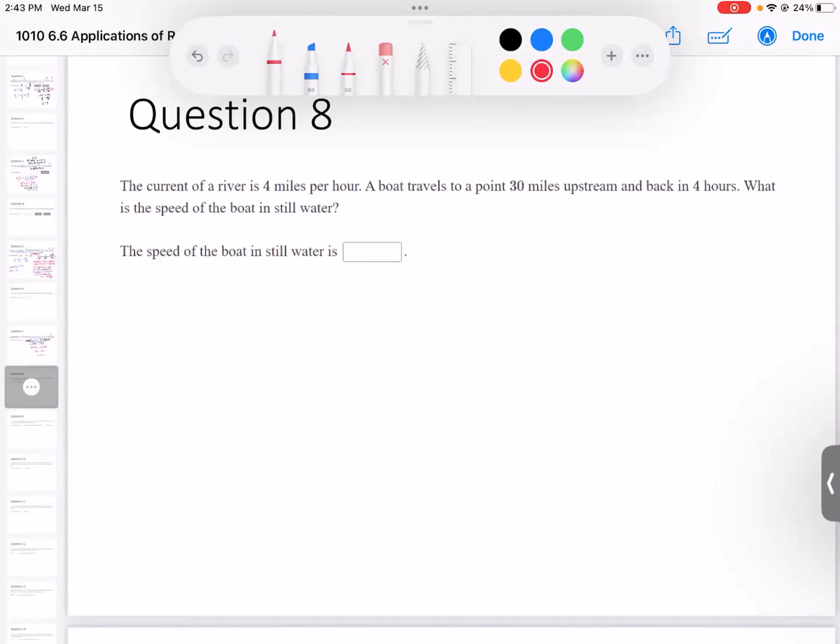All right, so on question 8, we have that the current of a river is 4 miles per hour. So I'm going to say river speed equals 4 miles per hour. A boat travels to a point 30 miles upstream and back in 4 hours. And we're asked, what is the speed of the boat in still water? So we're looking for the boat speed, which I'll call S. And we know that it goes 30 miles upstream and back in 4 hours.